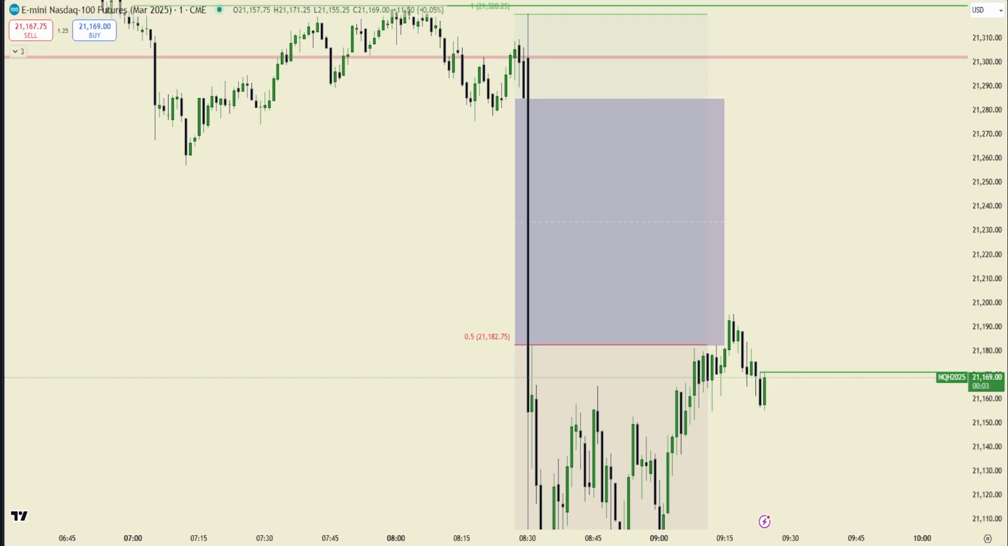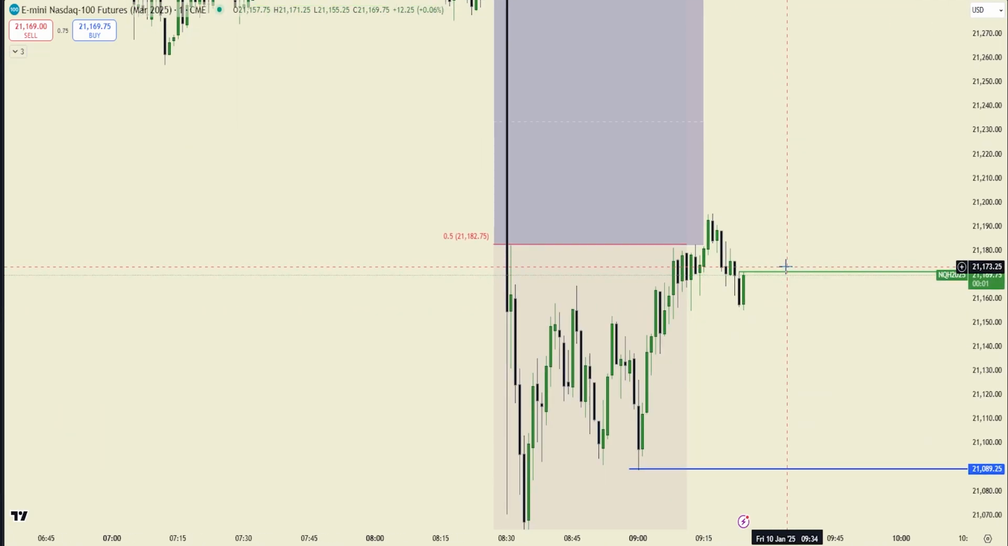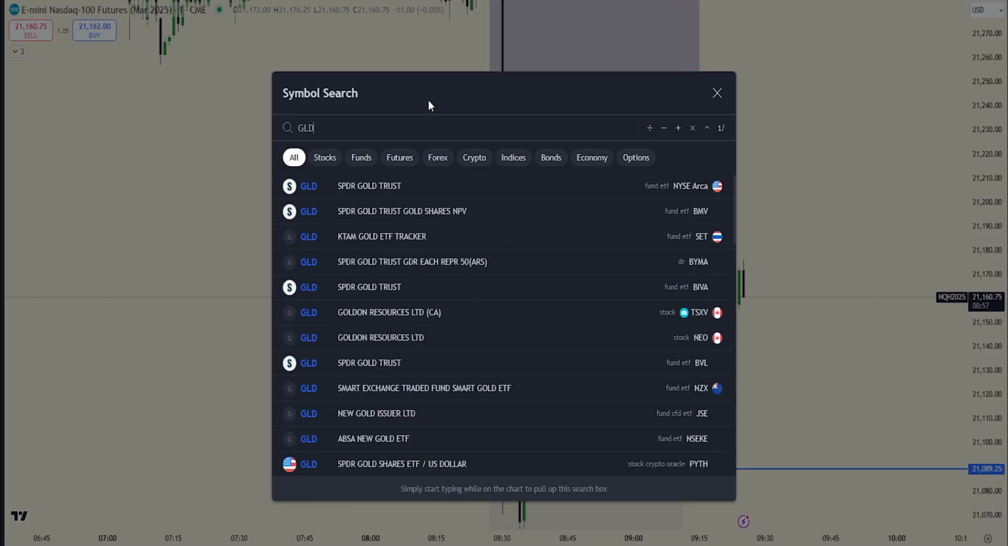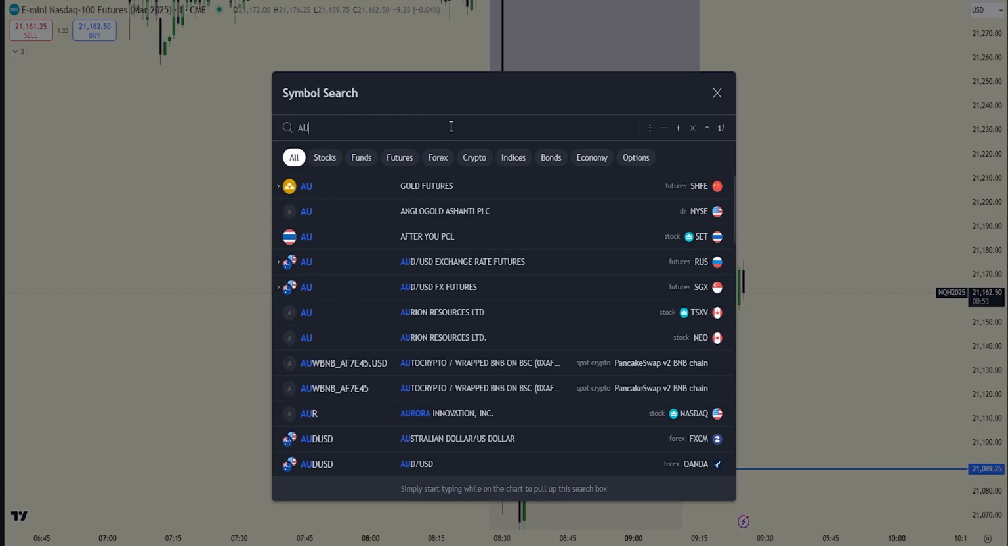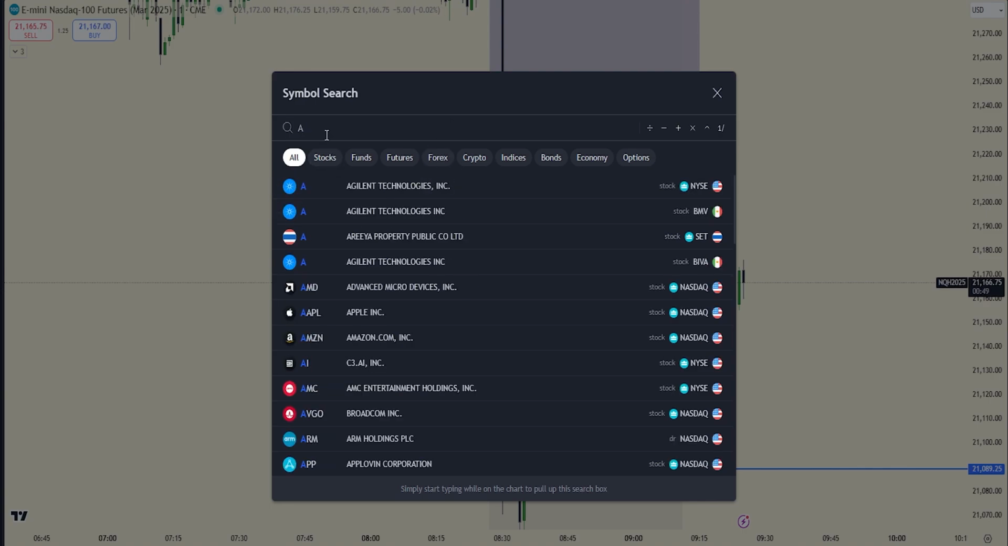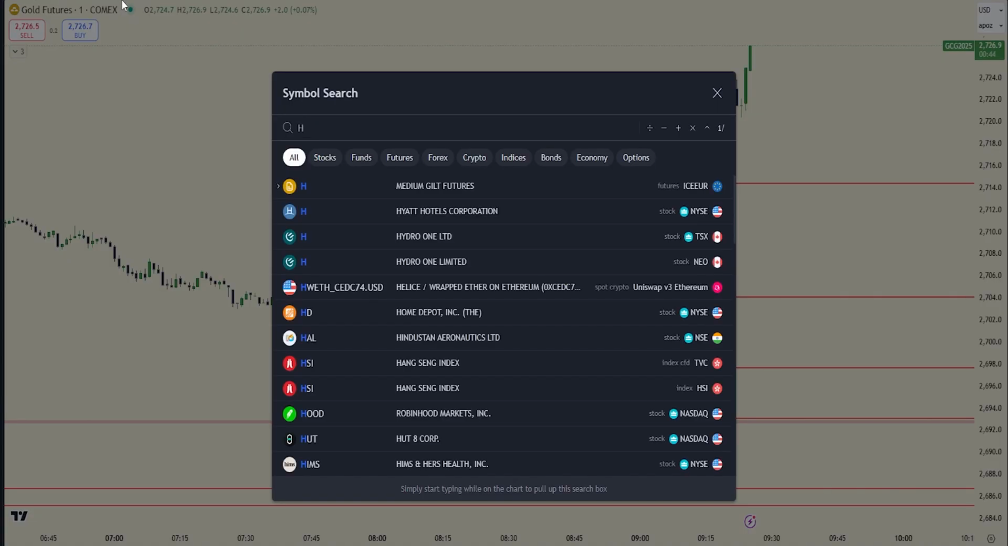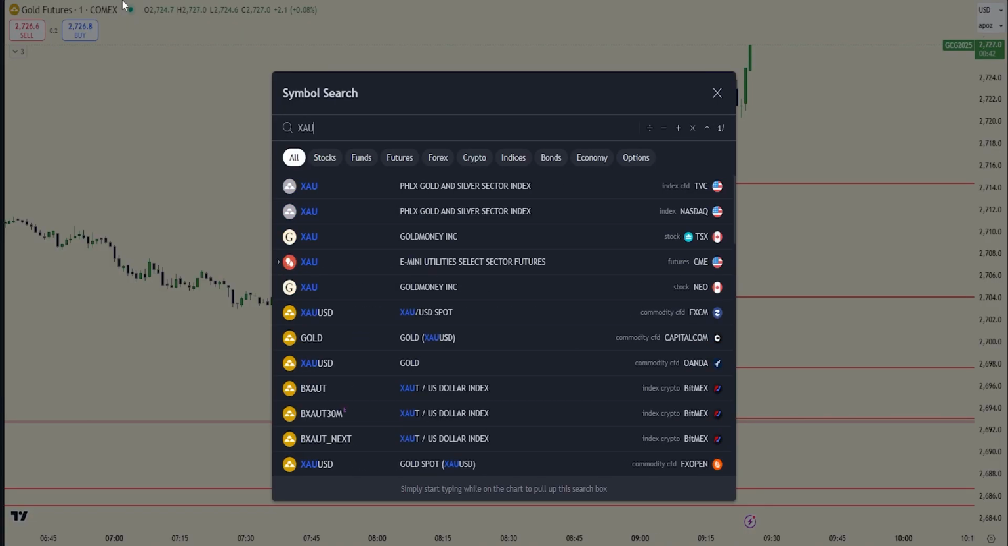I guess sometimes if you get no fair value gaps in IQ, you could check gold or oil, but I don't know if there's any clean setups on those right now. What's the gold ticker? GC. I mean GC is futures, but I don't really like XAG USD. Yeah, look at XAU. Right, yeah, I see that.